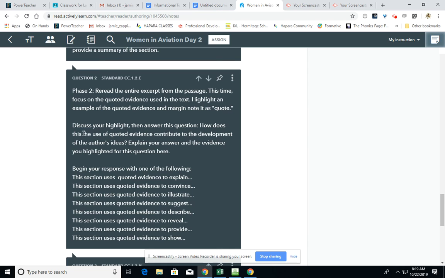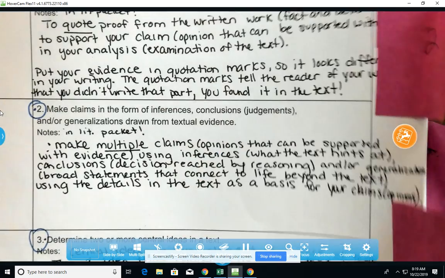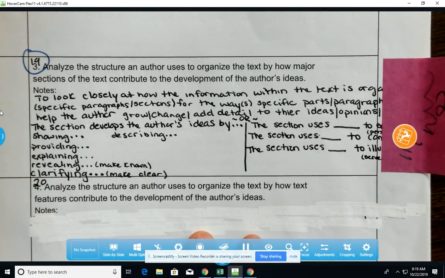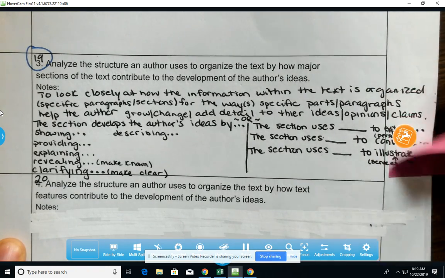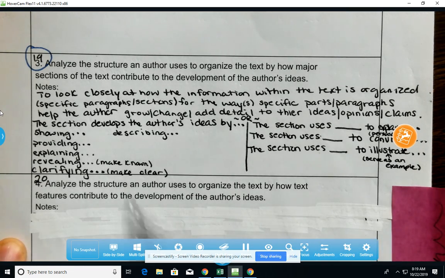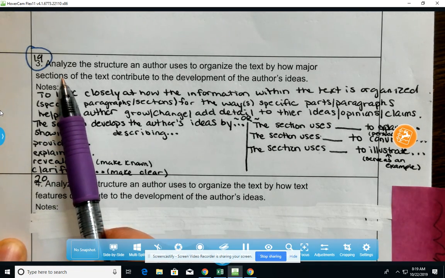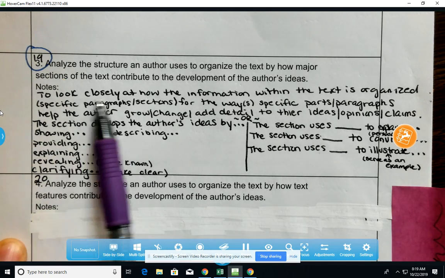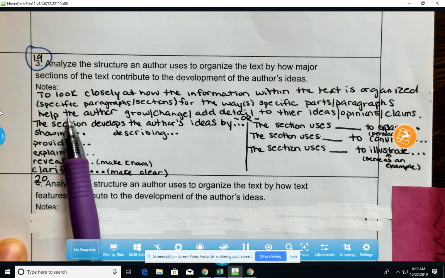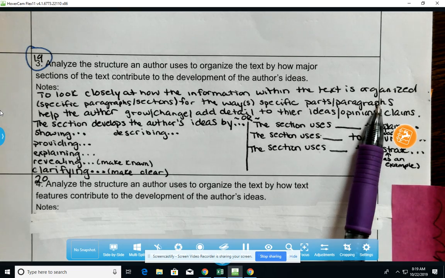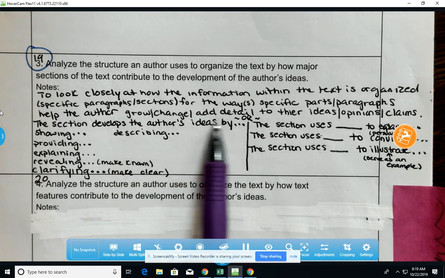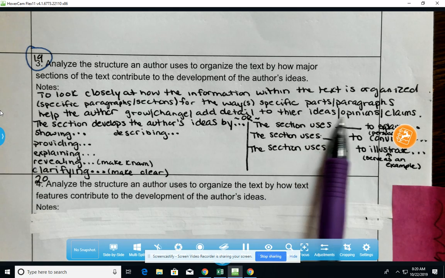I want you to think about how the use of the quoted evidence contributes to the development of the author's ideas. This connects to learning target number 19, to analyze the structure the author uses to organize the text by how major sections of the text contribute to the development of the author's ideas. In this case, the major section we're looking at is the quoted evidence and the block quotes. Remember, we said this means to look closely at how the information within the text is organized, specific paragraphs and sections, for the way that those particular paragraphs or sections help the author add detail, grow, or change their ideas presented in their claims.